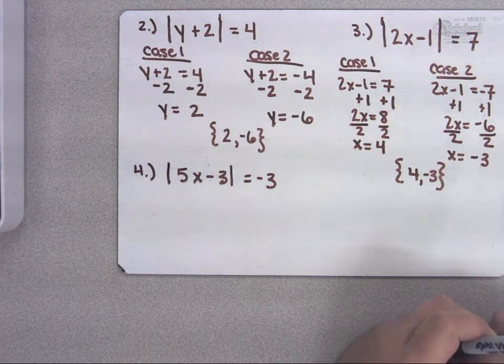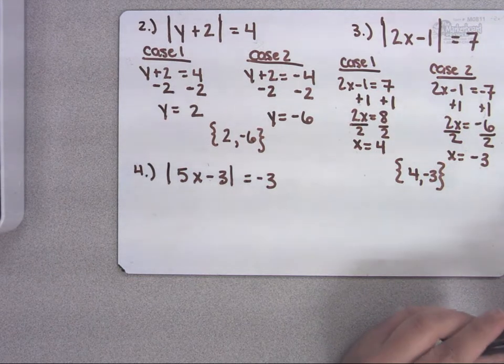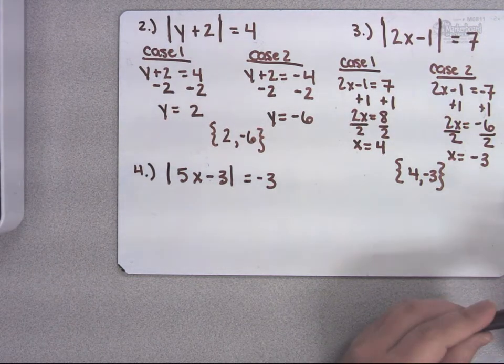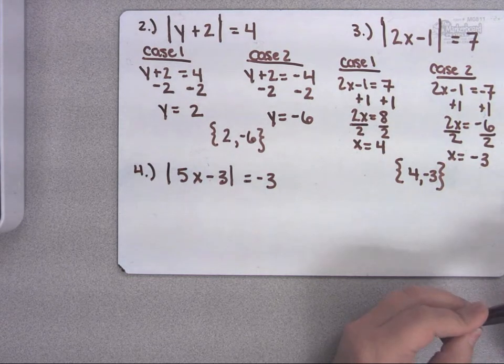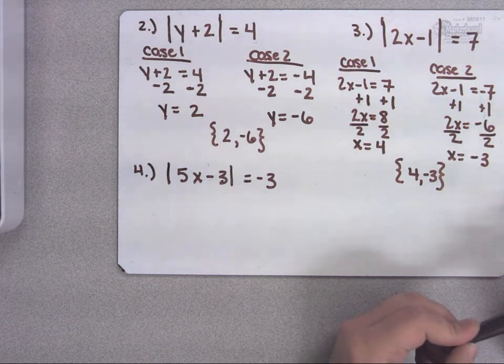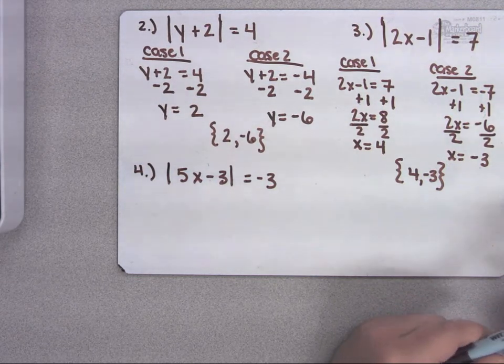CJ, what is an absolute value always the answer of? Answer is always what? Not a specific number, positive or negative. Look at your problem. You can literally write not possible or no solution.